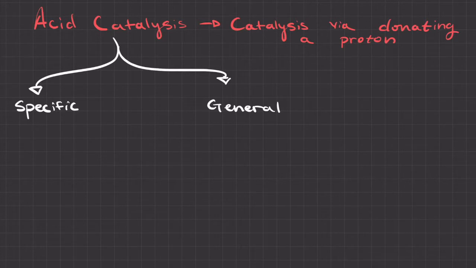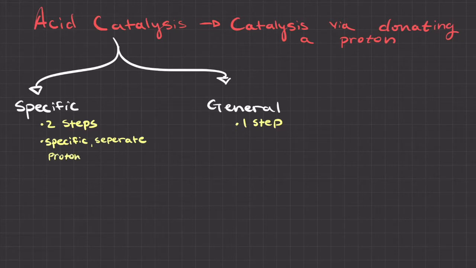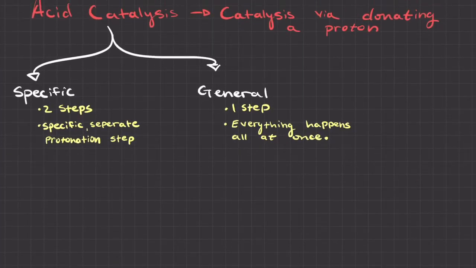First, the specific catalysis is 2 steps, where general is only 1 step. Now, the specific catalysis is 2 steps because it has a specific separate step to do what it's doing. In this case, acids donate protons. So there's a specific separate step to donate the proton. Whereas in general catalysis, as I'm writing here, everything happens all at once. So that's the main difference, 1 step versus 2 steps.